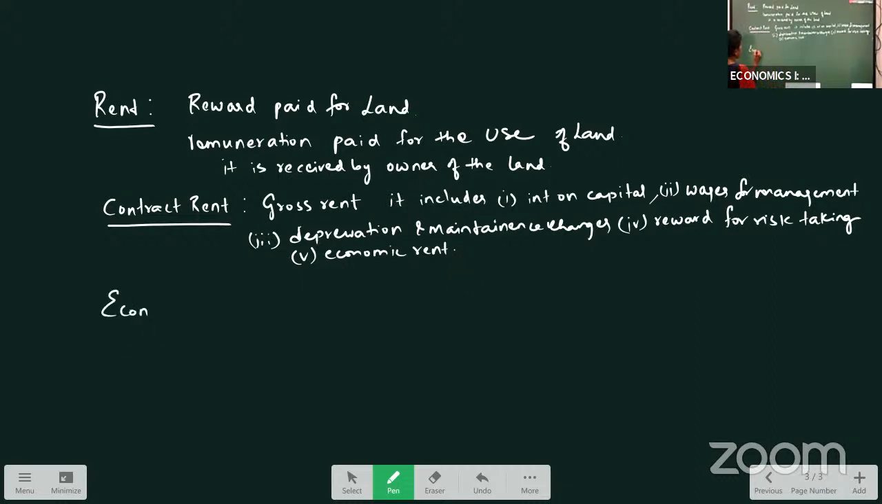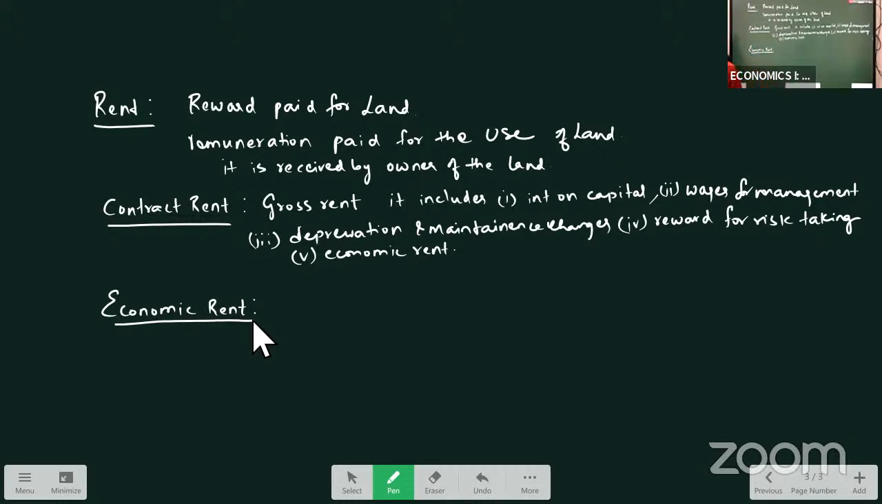Now next we have economic rent. Economic rent means what? Whatever we have after making the payment of all this, after wages are paid for management, after profits are distributed, after interest on capital is paid, all the charges are removed, then whatever is left over, that is called economic rent.